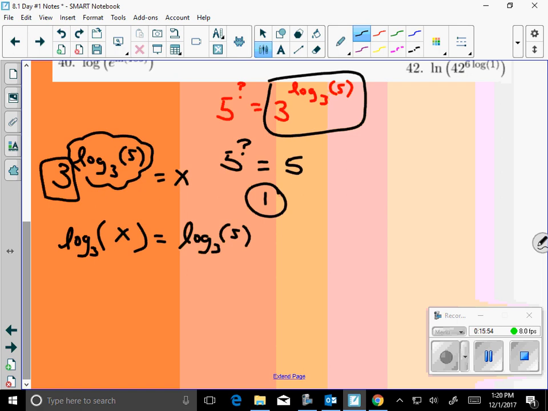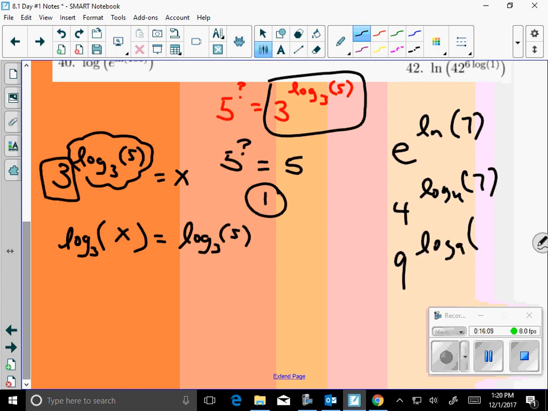Check this out. This is a nice little shortcut you can do. If you ever have e to the natural log of 7, or 4 to the log base 4 of 7, or 9 to the log base 9 of 7, what are the answer to all those? 7. E to a log of base e, 4 to a log of base 4, 9 to a log of base 9 will always be whatever the argument is there. And that, I think, gets kids. We'll get there.